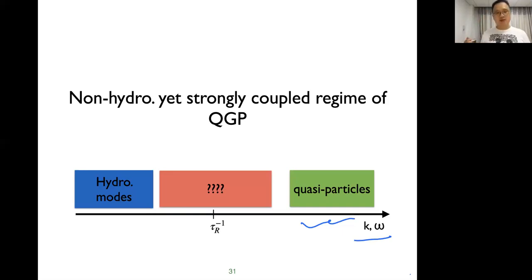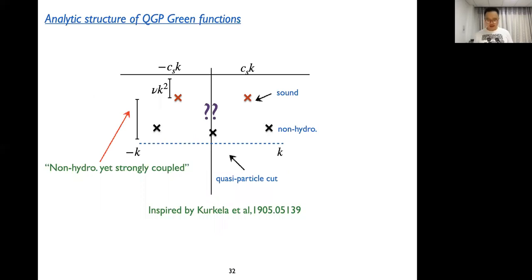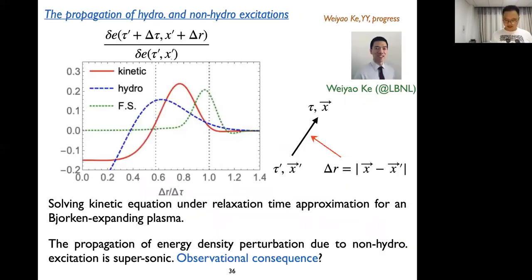I think there are very good reasons to believe that there's a region in which the theory is not described by hydrodynamics. However, the system is still strongly coupled. So I will refer to this region as the non-hydrodynamic yet strongly coupled region of the QGP. I expect the existence of this region, but our knowledge about it is very limited. So with this, let me come to the summary.